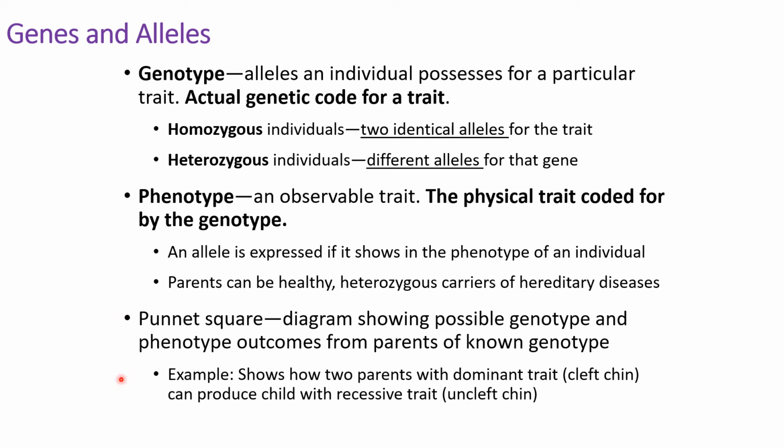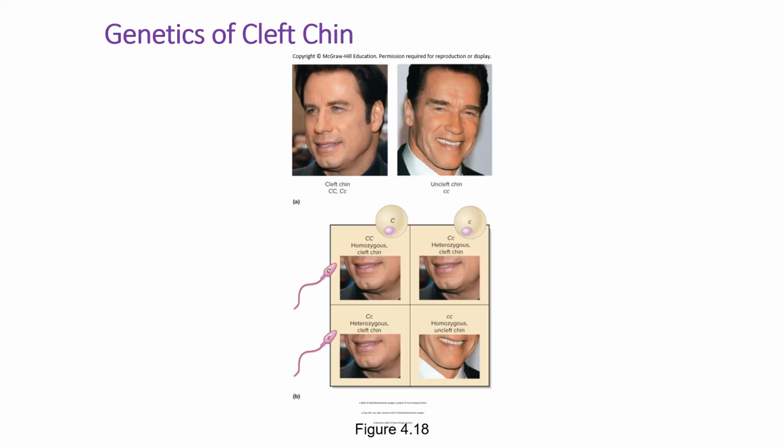Now, one way to predict what kind of traits an offspring is going to get is to set up what's called a Punnett square, where basically you're showing the different combinations of genotypes that are possible when you combine mom and dad. And then you can make predictions on what they're going to have. All right, here's a little example, something kind of interesting.